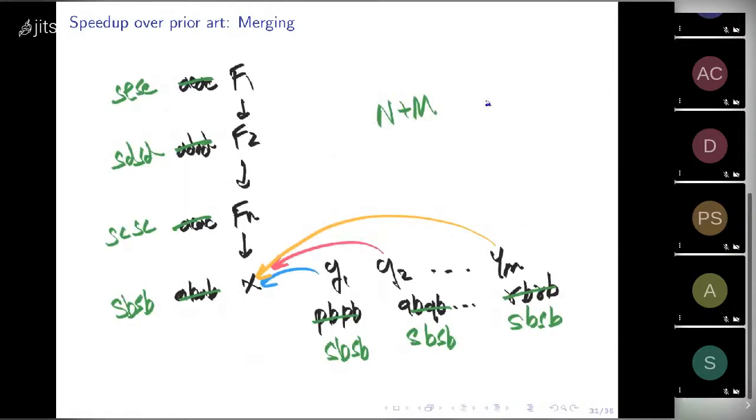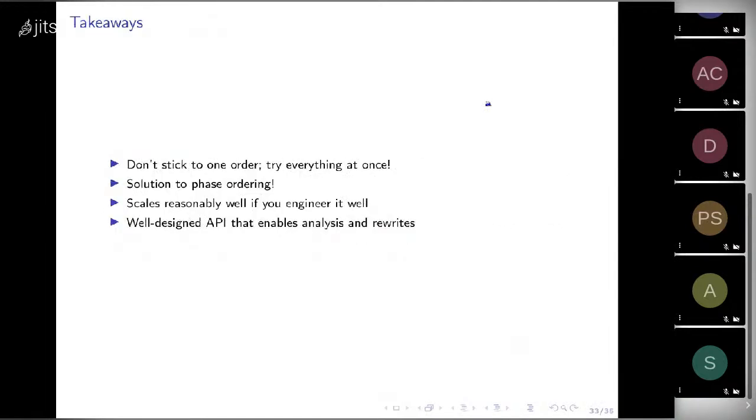Okay. So that's the point of the paper. At least for me, the takeaways were that this particular technique of simply rewriting with equalities actually works. And you can in fact try to rewrite with all equalities at once, as long as you maintain the data structure in a reasonably smart way. And they have a good API that lets you use it. So I think that concludes my talk. At least I wanted to give a general idea of what the paper was about. So thanks guys.